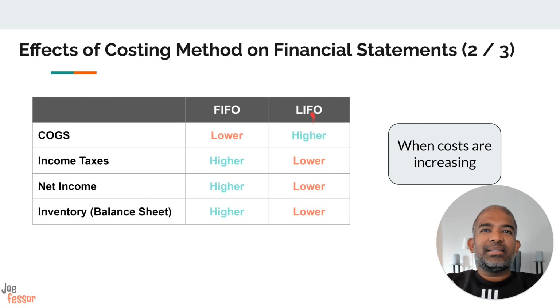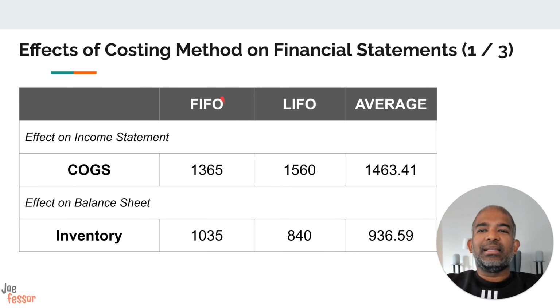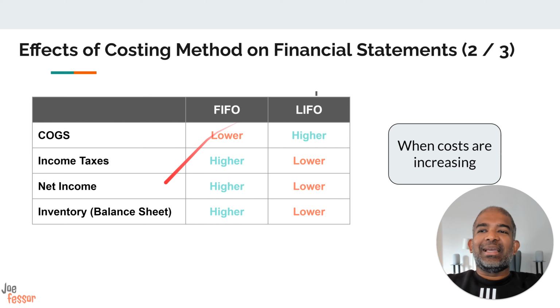Okay, so if your pre-tax income is lower, it means you pay a lower income tax under LIFO, and you would also end up with a lower net income. And looking at the valuation of the ending inventory, we can see that under FIFO, it's greater than under LIFO. Because under FIFO, you're still left with the most recently purchased units in your inventory, which are also the units with the highest costs.